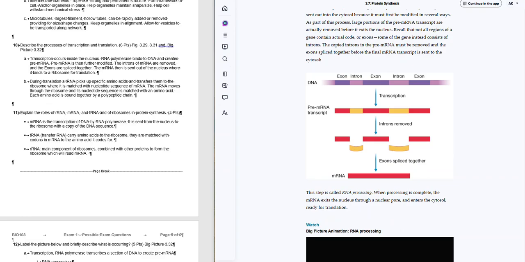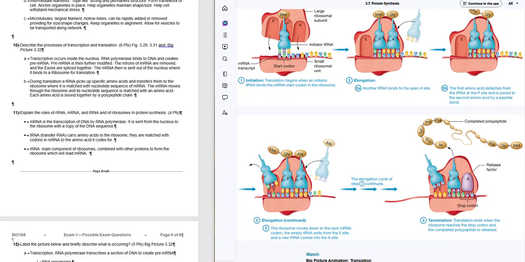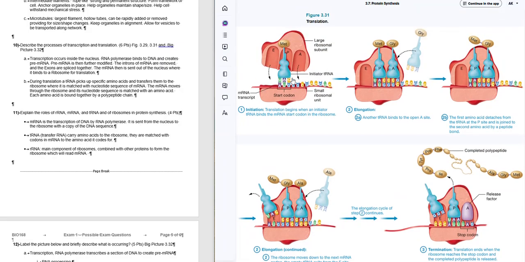Once the messenger RNA is made, it is modified before it leaves the nucleus, with introns being removed and the exons spliced back together. That is the mature RNA. And then that mature RNA comes out into the cytoplasm and joins with a ribosome. So this is translation, figure 3.31.